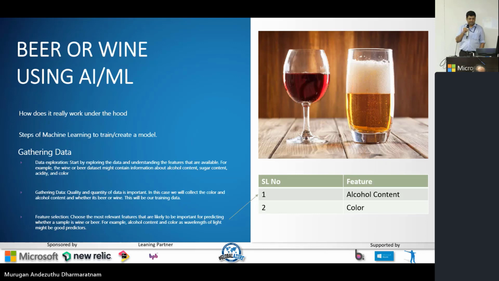So in this case, we will decide to go with just 2 features. Glass, the problem is somebody can serve in a different glass, right? You can probably serve beer in a wine glass. I mean, it is an odd example, but finally you select this set of features. Features are nothing but attributes. In this case, we'll go with alcohol content and color.